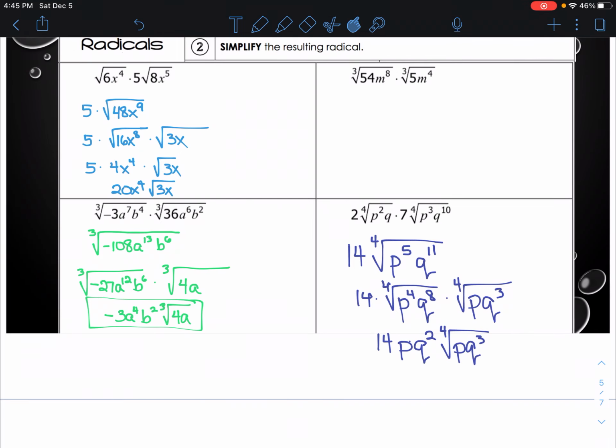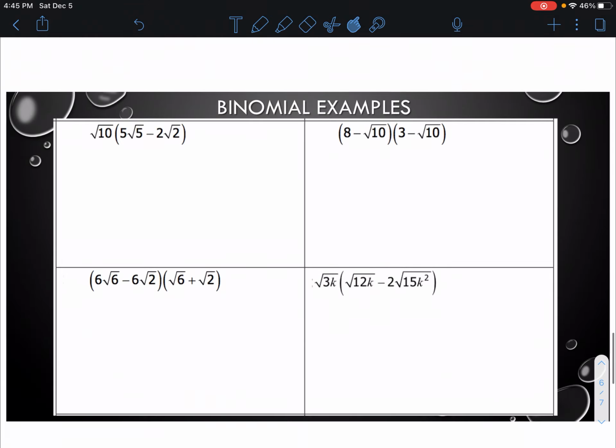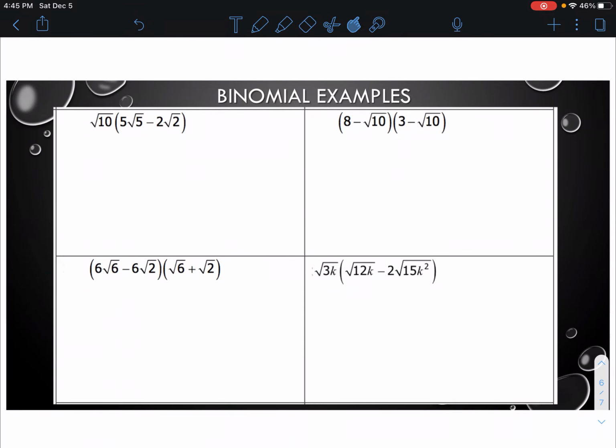If you do this other one that's in the upper right there, you'll end up with 3m to the 4th times the cube root of 10. I don't think we need to go through that one. All right, these are probably more important to go through. So I want to go through a couple of these.